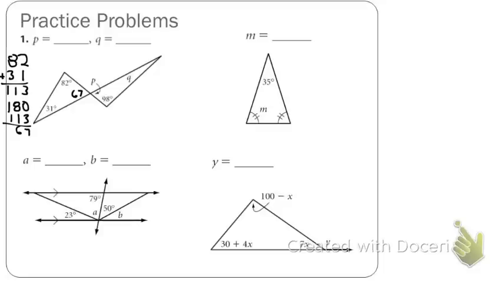Now, isn't that angle the same as angle P because they're vertical? So that tells me I have 67 for P. And then when I want to find Q, I can do 67 plus 98 and get 165, and then subtract that from 180, and I get 15 for Q.